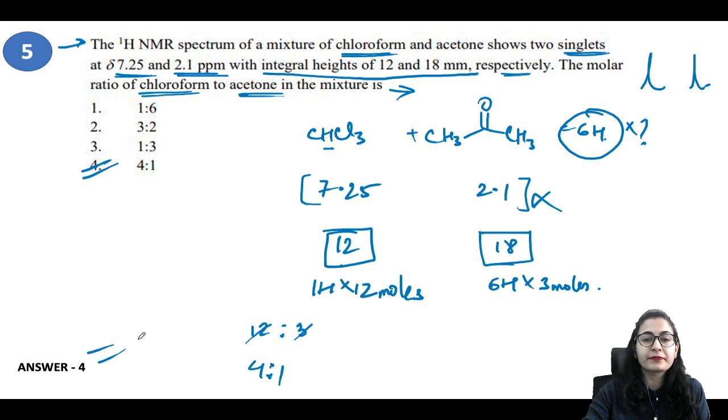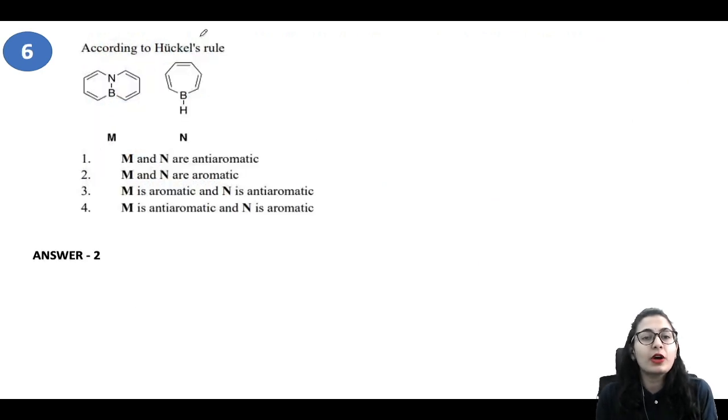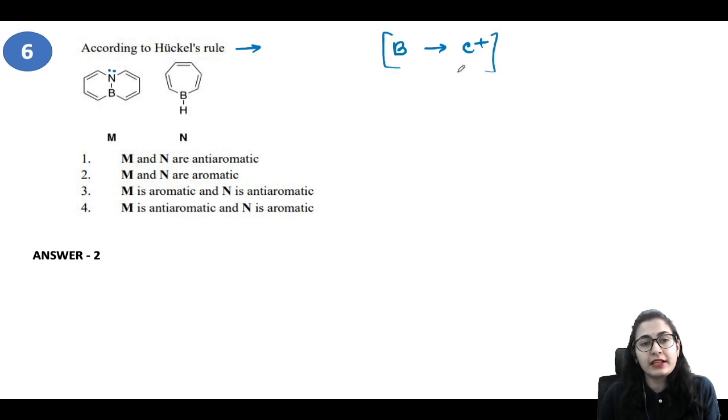All right. Moving onwards, according to Huckel's rule, again a very simple question. M and N are aromatic or non-aromatic or anti-aromatic. Let's see. So guys, boron, as you have already seen this in carboboranes as well, where while we are counting the electron, one boron is equivalent to a carbocation, isn't it? The number of electrons and one vacant orbital is present. So these two are equivalent.